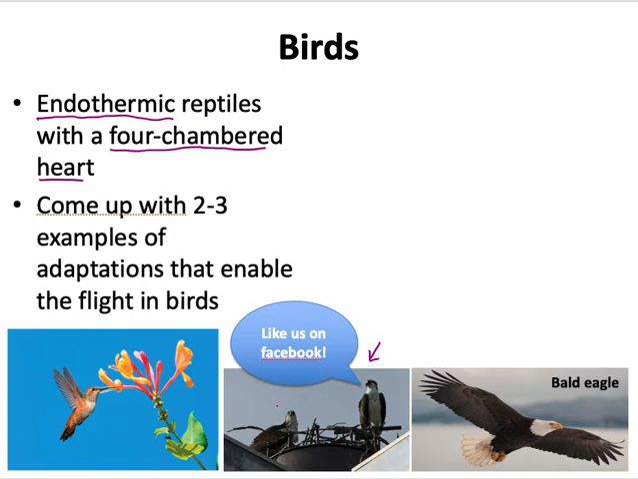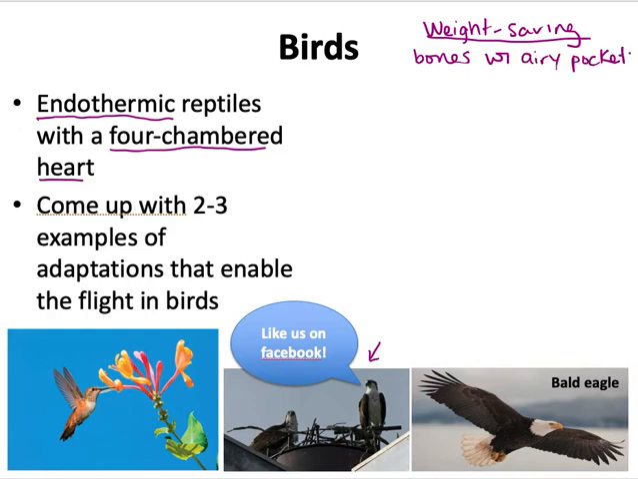So flight adaptations for birds. We've got many of them, and we'll split them up into metabolic versus weight-saving adaptations. So some of our weight-saving adaptations are the hollowed bones, or the bones with airy pockets. They're not truly hollow, they just have airy pockets. They don't have a bladder, no bladder.